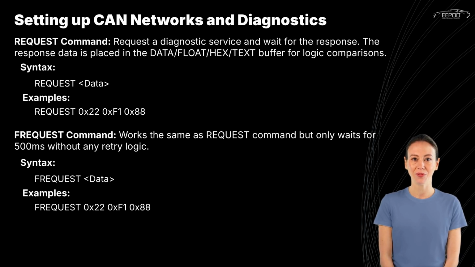FSCRIPT also has fRequest, which stands for fast request. It works the same way, but waits only 500 milliseconds and doesn't retry if the ECU doesn't respond. The difference? The request command tries up to 2 retries if there is no response. The fRequest command tries once and moves on. So if you're doing something time-sensitive or non-critical, fRequest saves time.